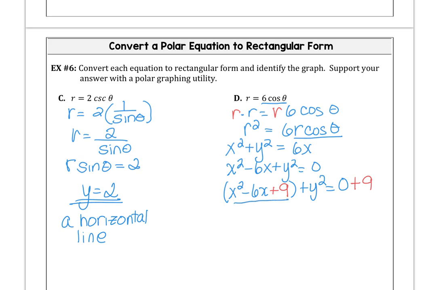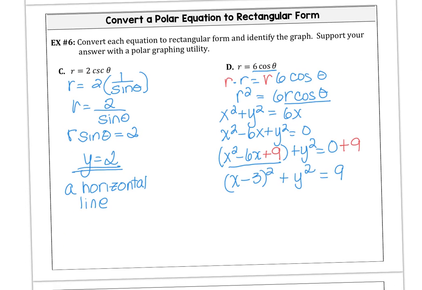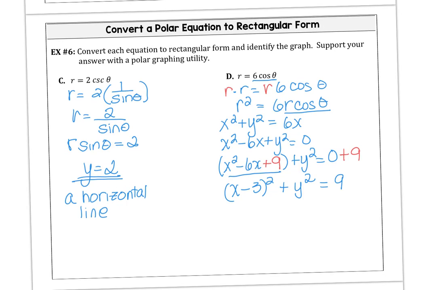This left factors to be x minus 3 squared plus y squared equals 9. We know that to be a circle from geometry. So we have a circle. r is 3. We got that from the square root of 9. And the center of our circle is at the ordered pair 3, 0. We got the 0 from y squared, doesn't have a term.